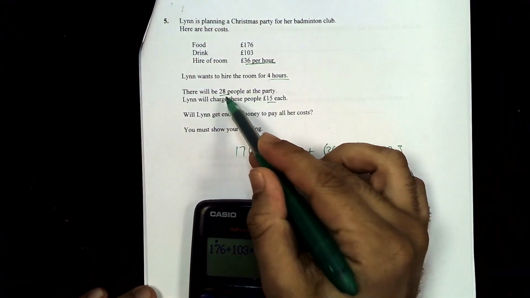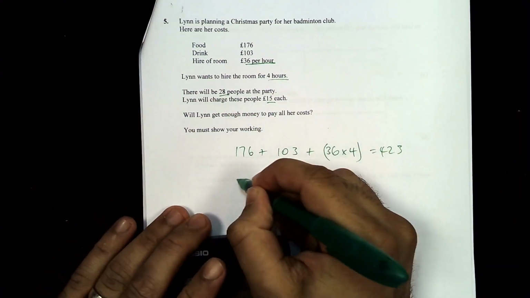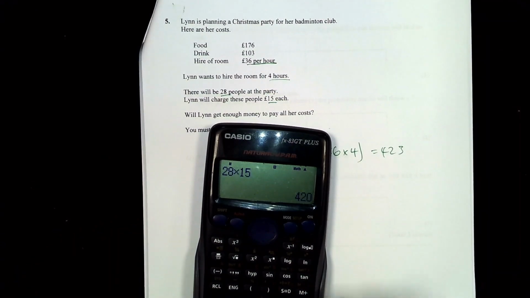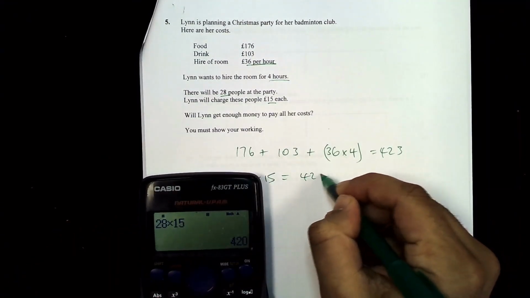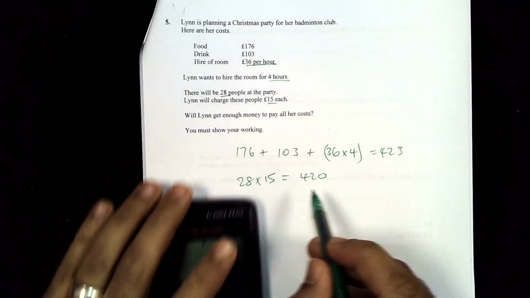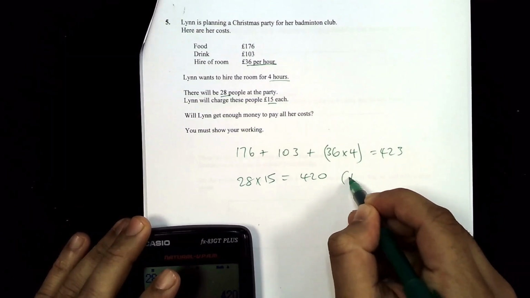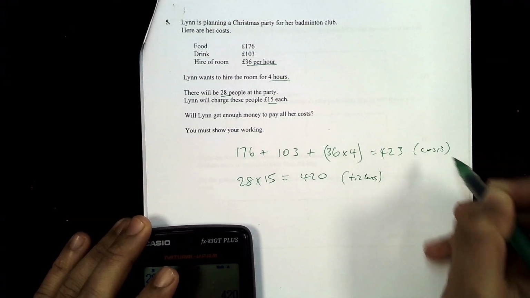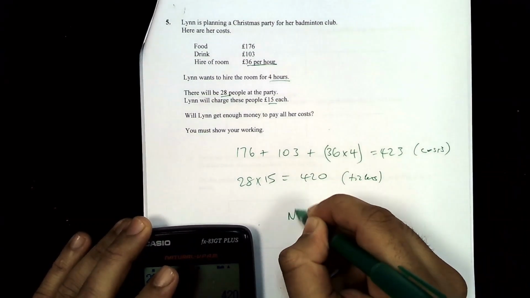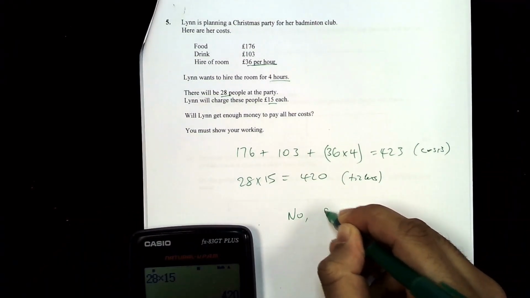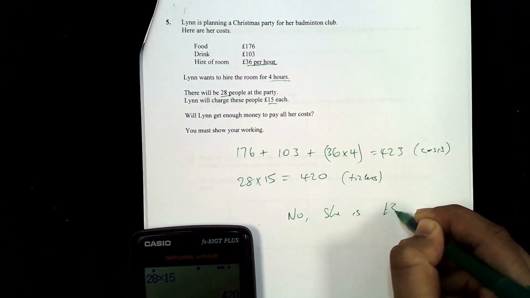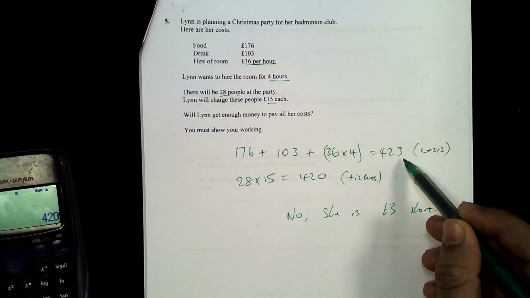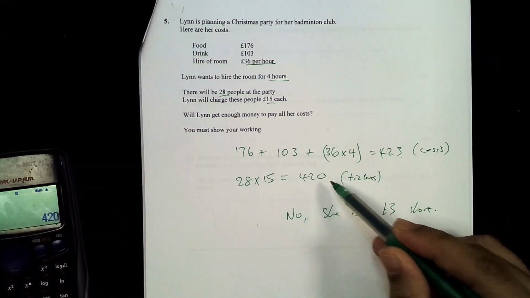And then she's charging 28 people £15 each. So 28 people, £15 each. 28 times 15 gives me a total of £420. So does her income, these are the tickets, these are the costs, does that cover that? And the answer is no, she is £3 short. So what that means is her costs are £3 more than her income.